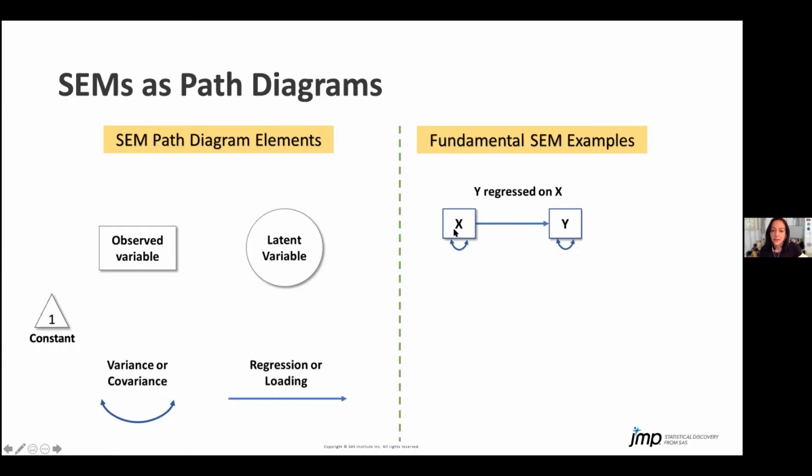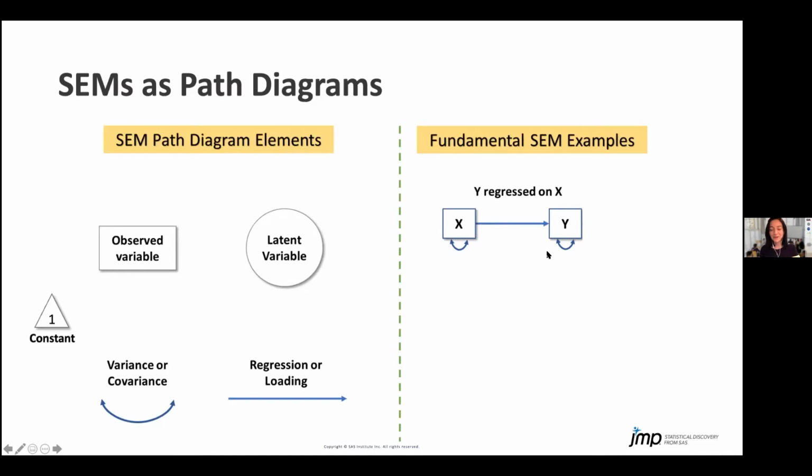So the double-headed arrow for X is simply a variance, right? It starts and it ends on the same node, so it's the variance of X. On the other hand, the variance for Y is a residual variance. And we know that because Y is an outcome, there is a variable that's predicting it. And so this double-headed arrow represents a residual variance.